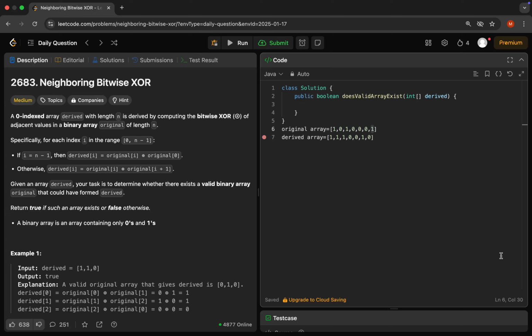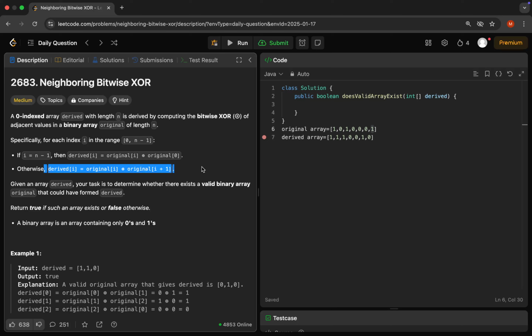It is derived by computing the bitwise XOR of the original array. What are the rules for deriving the array derived? The rules are, if the element is the last element of the derived array, then it should be equal to the original i, meaning the current element of the original, and the first element of the original. Okay, it is equal to the current element XOR the first element of the original array. Otherwise, derived i equals original i XOR original i plus 1, which is written here.